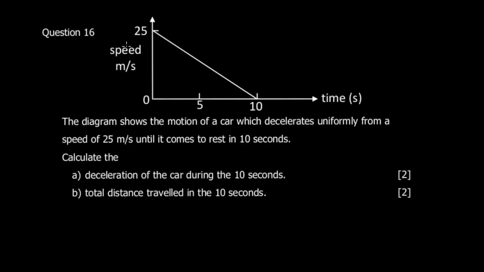So this is question 16. It's a travel graph. So these are very common questions. It can be a speed time graph or it can be a distance time graph. So just be clear on what it is exactly. This is a speed time graph. You can see the vertical axis, it's speed.